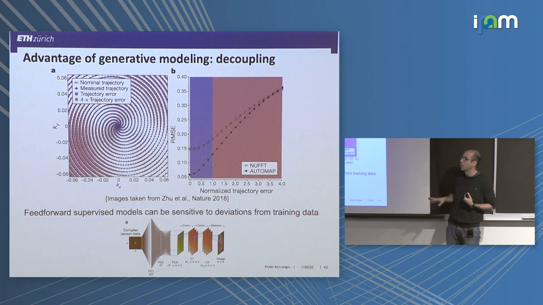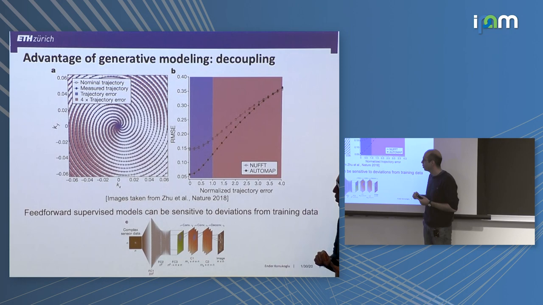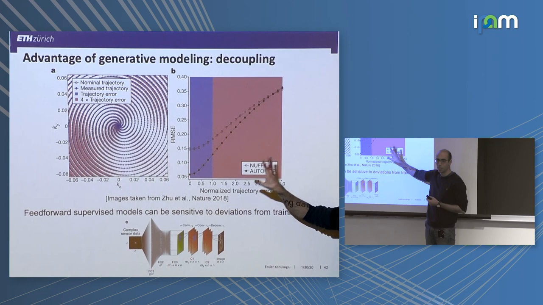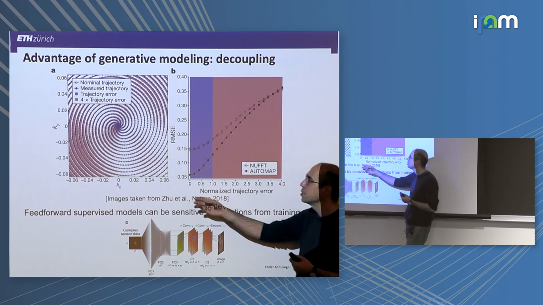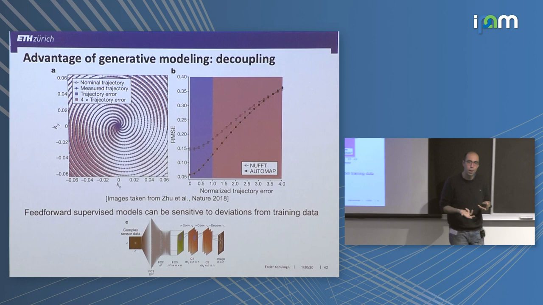So what advantage does it give me? Well, it gives me one particular advantage. So this is from the Nature paper that was published, and I'm assuming the reviewer asked for this experiment, because I don't think this is the type of experiment that they would put in the paper themselves. So what they do is they have a certain undersampling pattern that they train their model on, and then they deviate from that undersampling pattern and see how well the algorithm works.